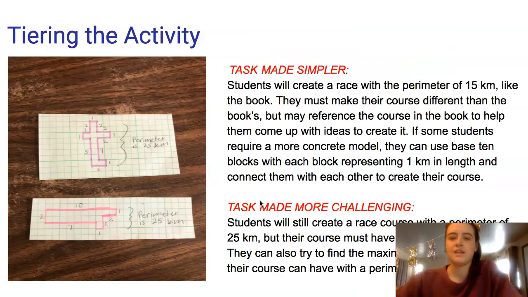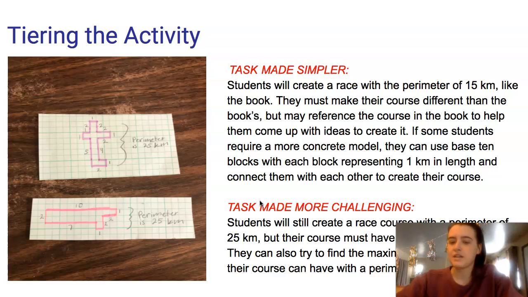So for tiering the activity to make it simpler, there are 2 options. Create a race that would just be a perimeter of 15 kilometers, just like the one in the book. To help them get ideas, I would allow them to reference the course in the book, but I'd still challenge them to make it different. And then another idea, if they need a more concrete model, is that they'd be able to use base 10 blocks, where each block would be worth 1 kilometer, and they'd stack them on top of each other to create a course. And this would help them visualize what they're creating more and be more hands-on.